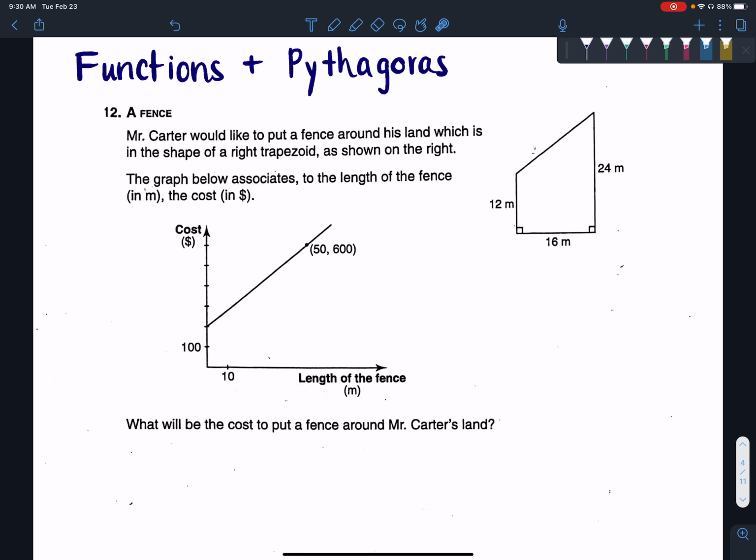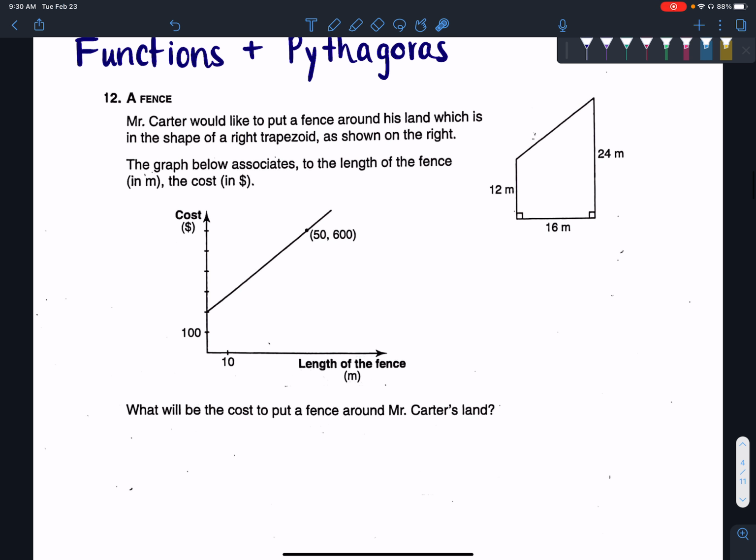So first thing to do is unpack what's happening. We have this partial variation linear function. It starts at 200, and as we increase in length of fence, we go up in cost. So this means that we have maybe a $200 installation service, something of the sort, and then we're being charged a certain amount of money per meter of fence. And the only information we are being told is that if you buy a fence with a length of 50, then you're going to pay $600 overall.